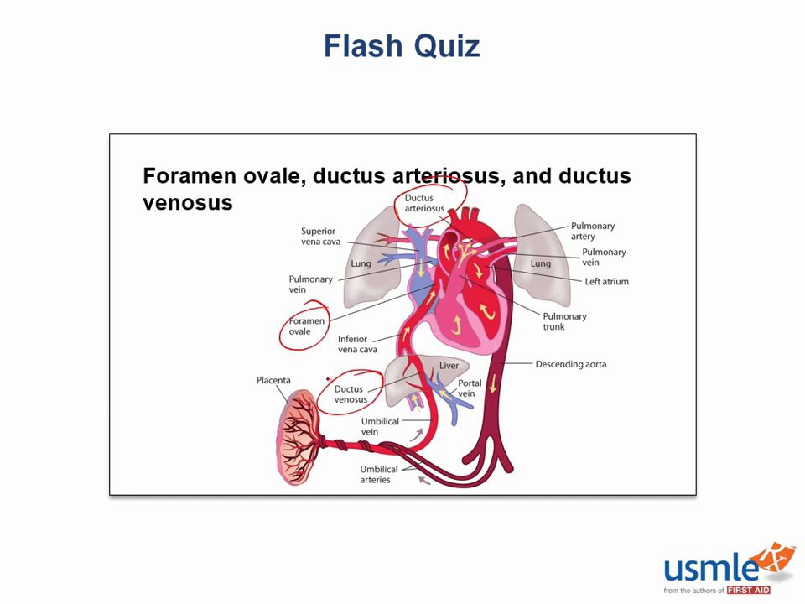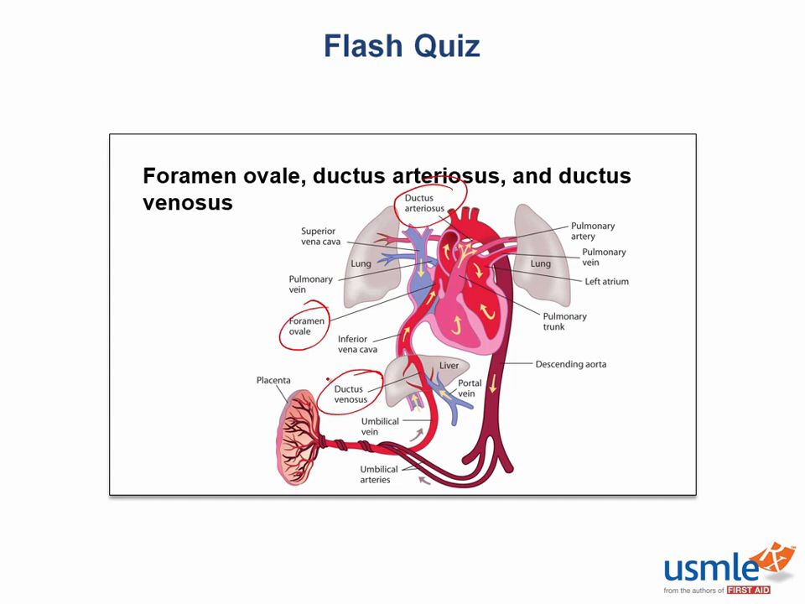Shunts are quite high yield, because they require you to remember the embryology as well as the hemodynamic changes that take place at birth. Of these shunts, the ductus arteriosus and foramen ovale are particularly high yield. If the foramen ovale remains patent, you can see a paradoxical embolism, which is always a highly tested scenario.